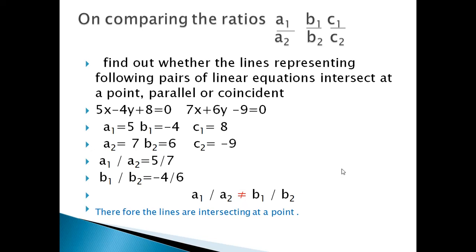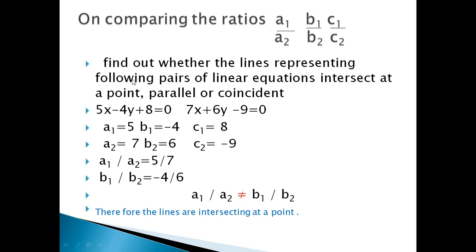Now come to simple problems on comparing ratios. We have to decide whether the lines are intersecting lines or parallel lines or coincident lines, or they have unique solution, many solutions, or no solution. On comparing a1 by a2, b1 by b2 and c1 by c2, find out whether the lines representing the following pairs of linear equations intersect at a point, parallel or coincident. So how can we decide whether they are parallel without solving?